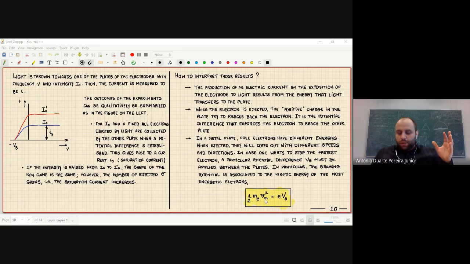If I can prevent the fastest electron from crossing from one plate to the other, then no other electron will be able to cross, because this is the one with the largest energy. If I can make it stop, then no other electron will cross, because it will either have the same kinetic energy or less, because the velocity will be smaller. I hope this clarifies. So this equation tells you that the maximal kinetic energy of the fastest electron must be equal to eVB if I want to stop the electron.